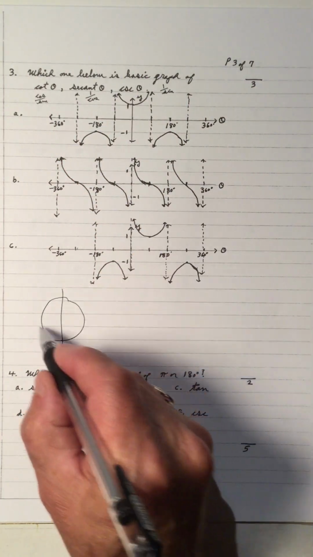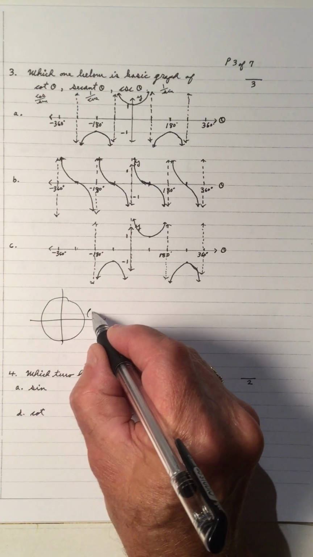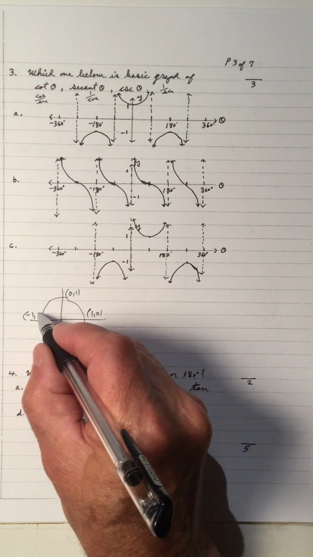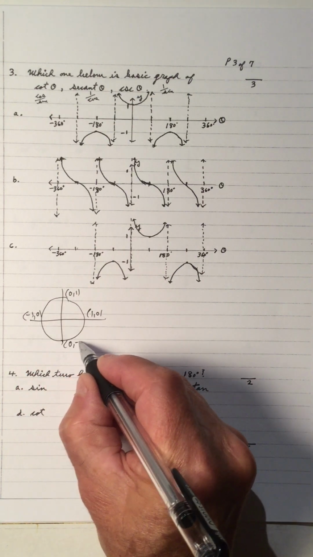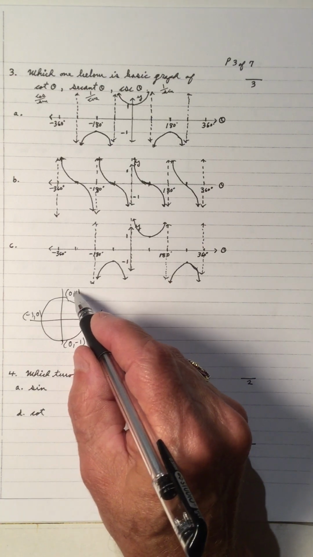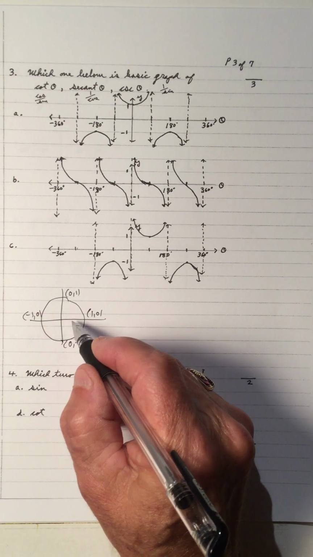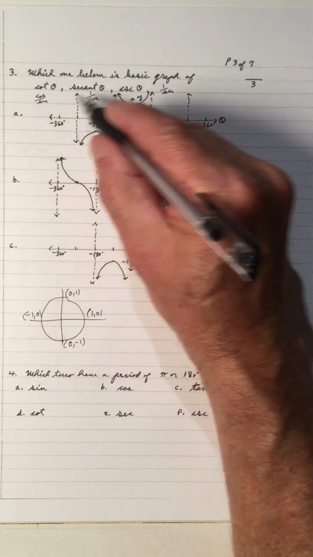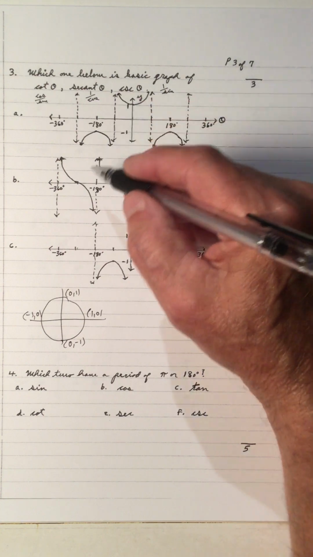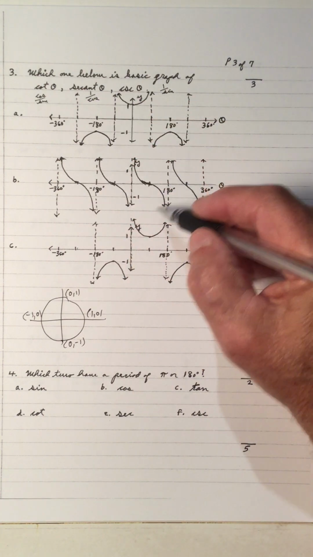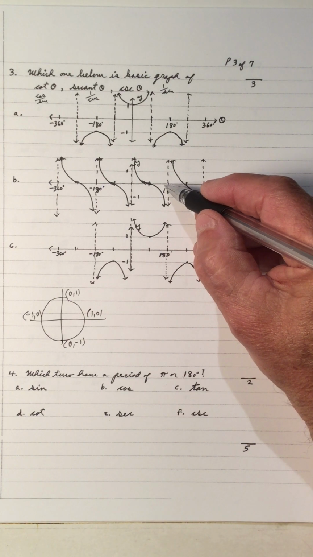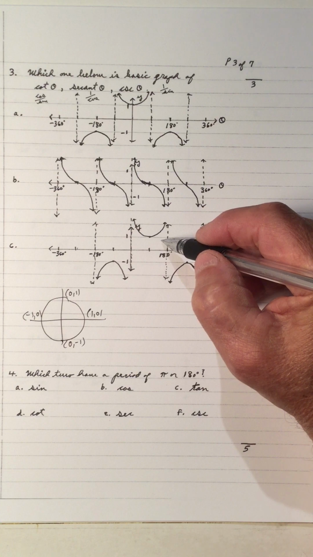Let's look on the unit circle. We've got 1, 0, 0, 1, negative 1, 0, 0, negative 1. Sine is y, and y is 0 at 0 and 180. So when we have sine in the denominator, it's undefined at 0 and 180. It's undefined here, so this one is cosecant.